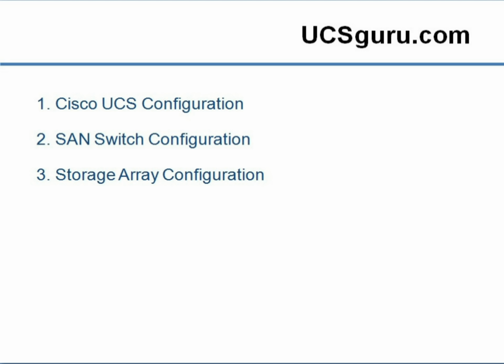So we're going to have roughly 3 sections. The first section will focus on the UCS configuration, the second section on the SAN switch configuration, and the third section will cover the array configuration.